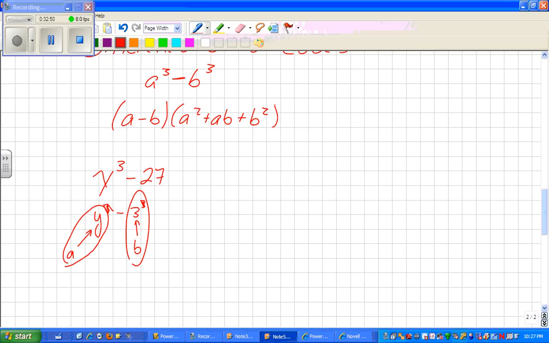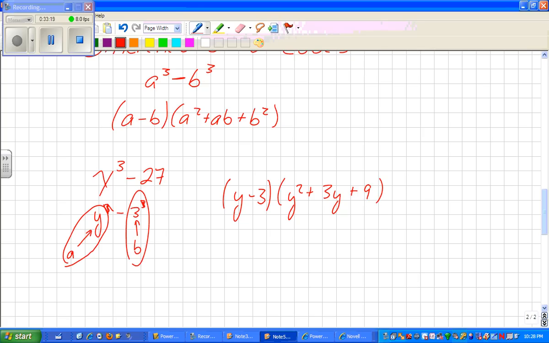Once you know these, you just start plugging them into the formula. So a minus b becomes y minus 3. A squared becomes y squared. Now this time it's plus, so we're going to write plus from that formula. A times b means multiply these. That gives me 3y. Plus b squared, well, my b is 3, so that becomes 9.